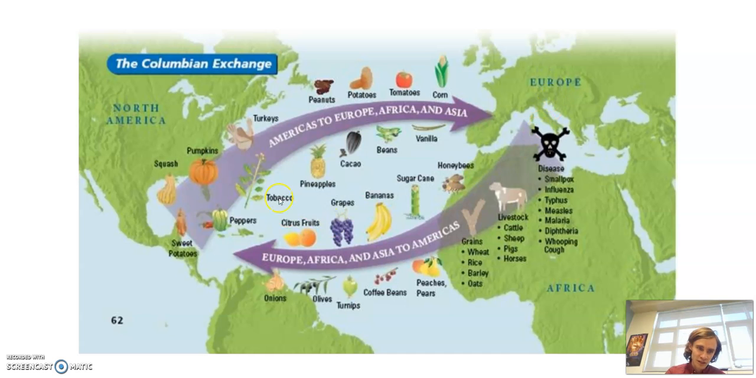Now the Europeans brought things to North America as well, like citrus fruits, grapes, bananas, sugarcane, bees, lots of different animals. However, they also brought many diseases that were terrible for the Native American peoples and really devastated their populations, like smallpox, influenza, etc. So this exchange happened of different products and diseases once the exploration occurred. It's called the Columbian Exchange after Christopher Columbus because he was the first explorer that kicked this whole thing off.